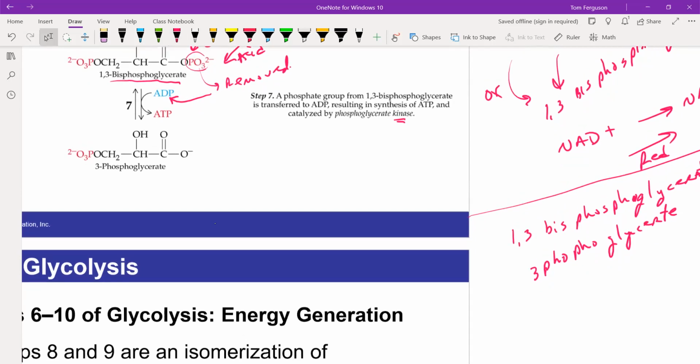Okay. So at the same time this reaction goes, we end up moving that. The kinase moves phosphate groups. It moves it from the ADP to the ATP.